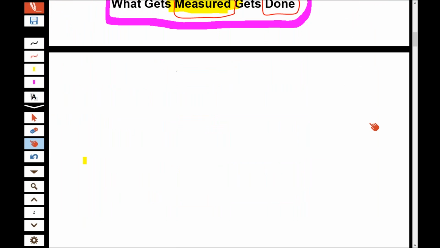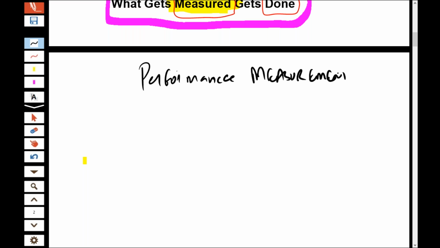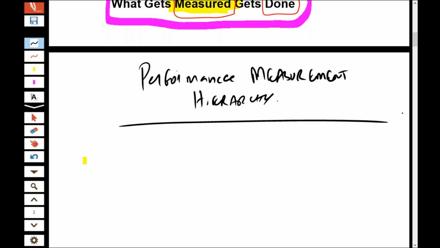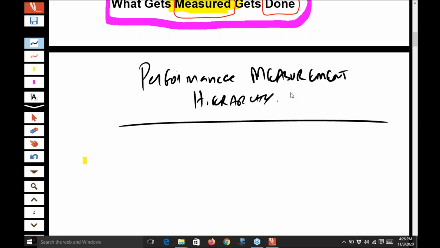I'm going to move a bit forward and discuss further. The next aspect of performance management is that you need to understand the performance measurement hierarchy. What exactly do you mean by this performance measurement hierarchy? Let's try to understand this.